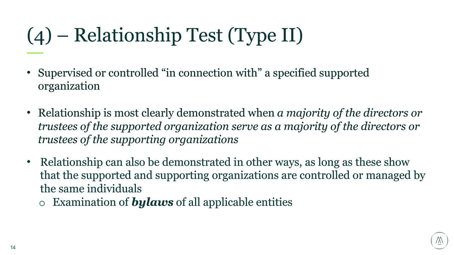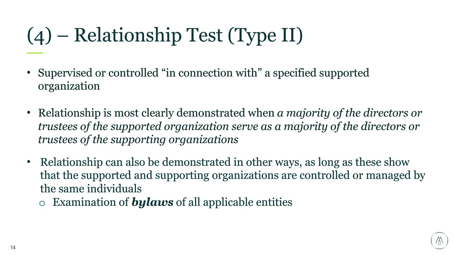This relationship can be demonstrated in many ways. However, it is most clearly demonstrated when a majority of the directors or trustees of the supported organization also serve as a majority of the directors or trustees of the supporting organization. Thus, unlike the Type 1 organizations, there is not necessarily the power to appoint or elect a majority of the board by a supported organization. Rather, there's really just this majority overlap amongst the boards.